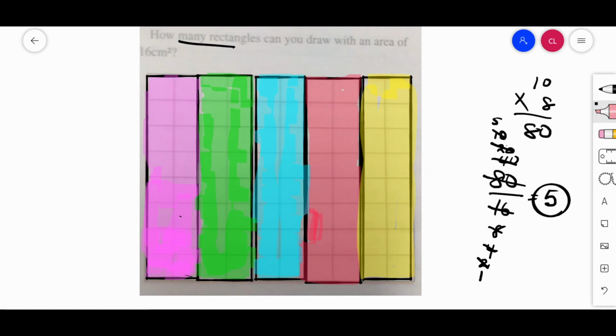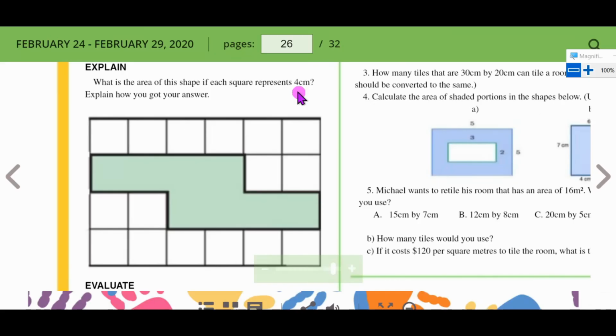First, we figured out how many 1 centimeter squares we had in all. So we know that we had 80 in all. And they asked us to see how many rectangles of area 16 centimeters we could get from this. So we divided the 80 by 16 and we ended up with 5.